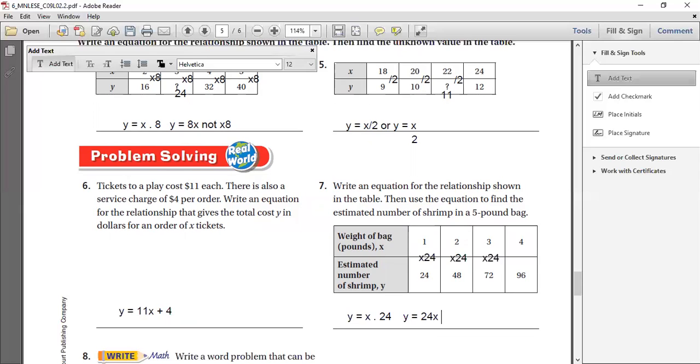Now, are we done with the question? No, we only wrote the equation. You have to use the equation to find the estimated number of shrimp in a 5-pound bag. So in place of x, you will replace x with 5 and find out how many shrimp are in a 5-pound bag. So y is equal to 24 multiplied by 5. So how much is 24 multiplied by 5? Y is going to be equal to 120 shrimp in a 5-pound bag. So this is how you have to complete your question.